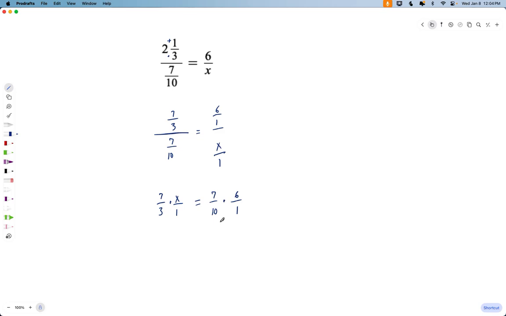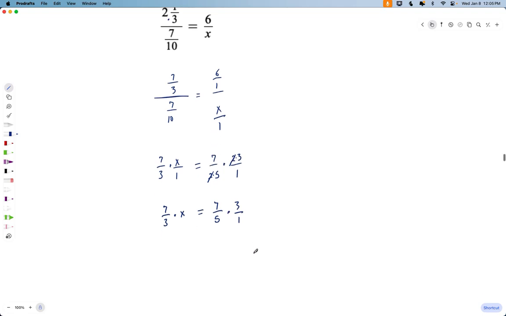Now, one of the things that I know is that 10 is going to be 2 times 5, and 6 is going to be 2 times 3. So I can eliminate the 2. So now I have 7 over 3 times x is equal to 7 over 5 times 3 over 1, right?